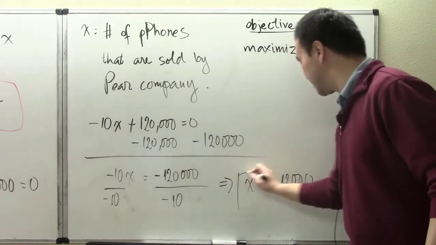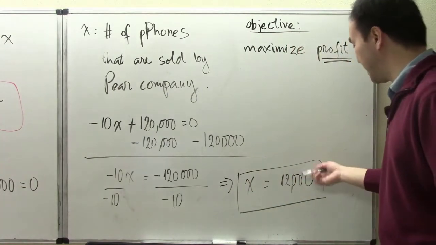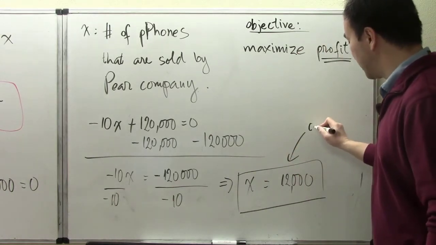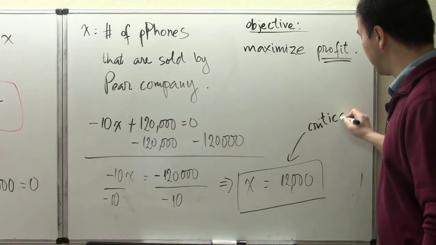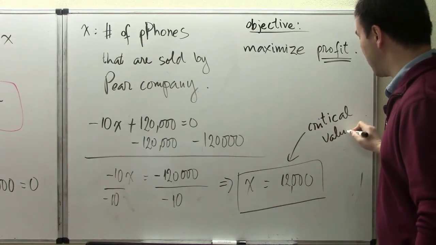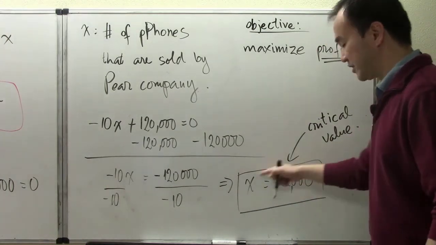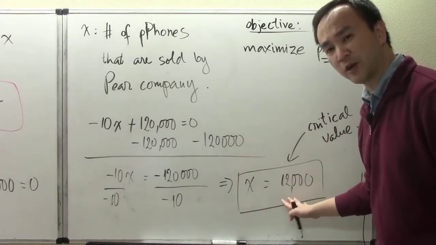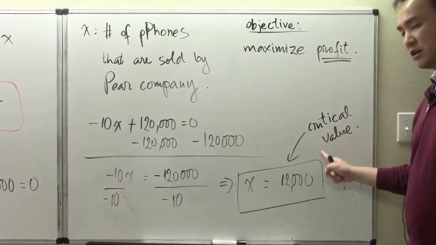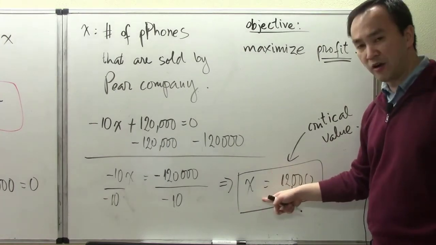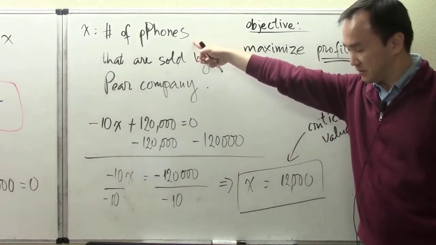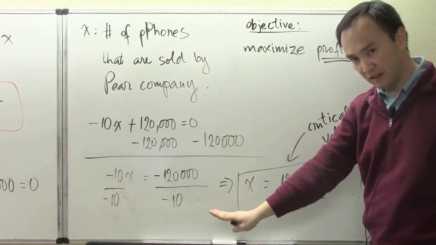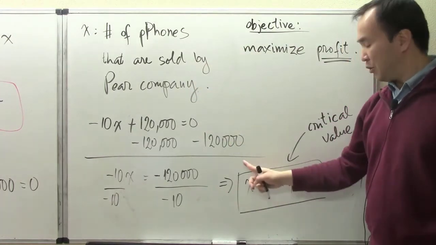And again, in some video lessons I remember to emphasize this, in some I might have forgotten, but this value that we found is only a critical value. I put it in a box here simply to trigger your attention, but it's not the final answer yet. This is only a critical value, because at this number of P phones, our profit can be at the maximum, or at the minimum, or it can be neither.